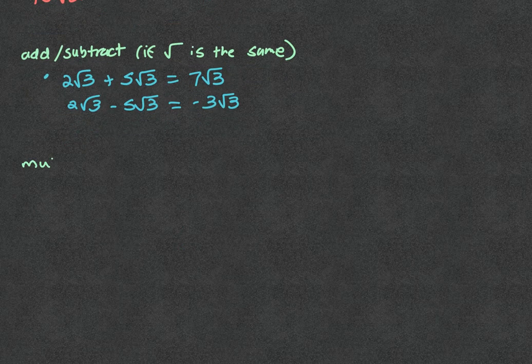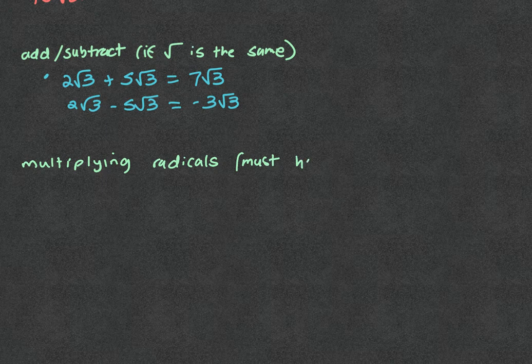Then we got into multiplying radicals. They must have the same index. So you can only multiply a square root with a square root and a cube root with a cube root. You cannot multiply a square root and a cube root.